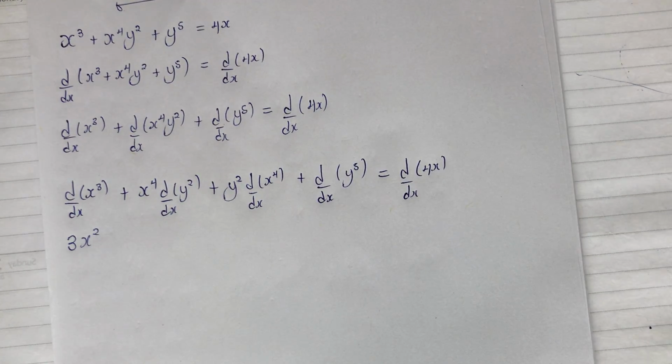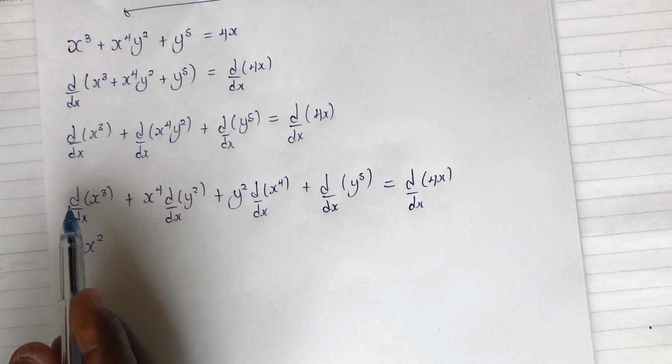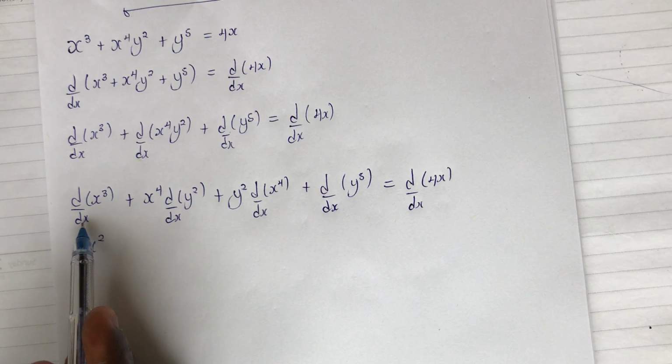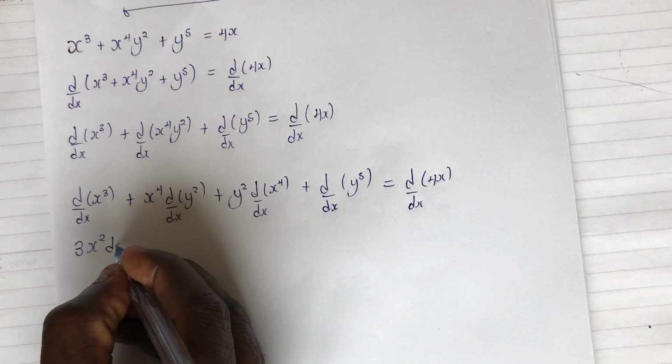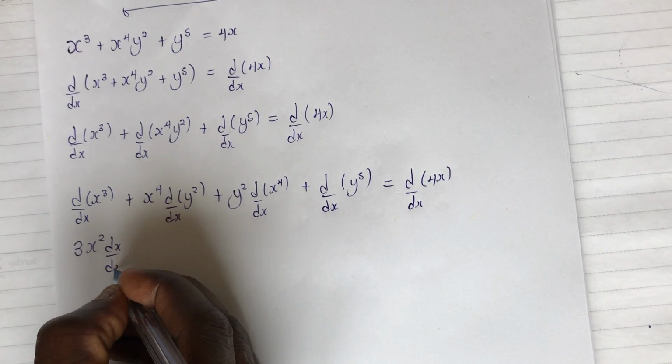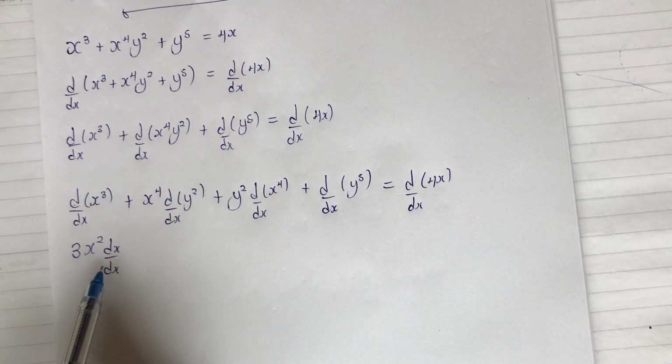But in implicit differentiation, there is one thing that we should know. Whatever variable you differentiate, you have to indicate it because it's a function of a function. I don't want to move into details, otherwise I'll be talking too much. So I differentiated x with respect to x, so I will show it. I differentiated x with respect to what? X.